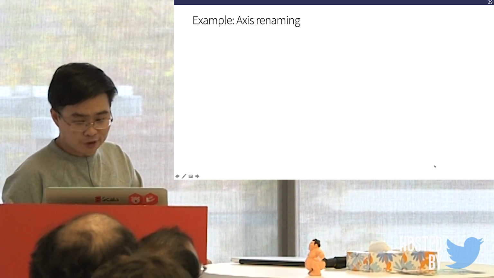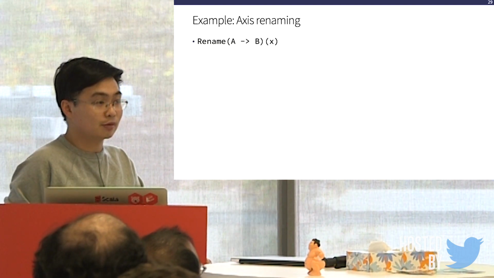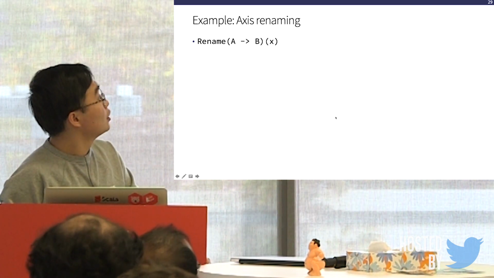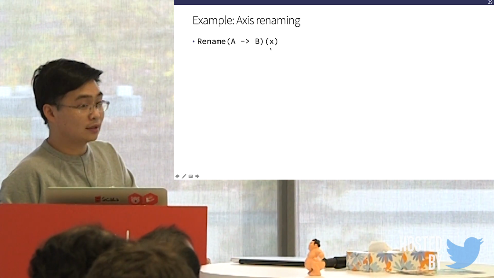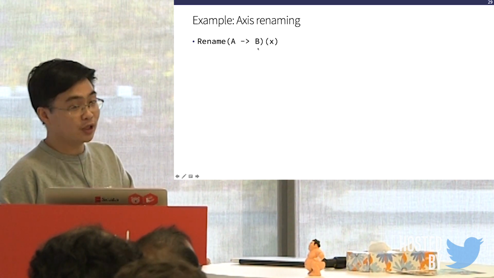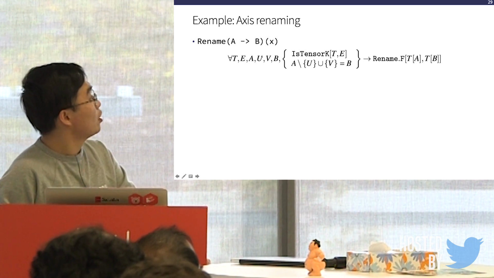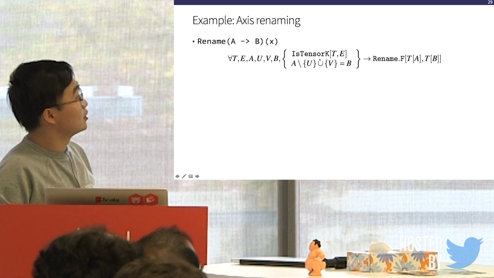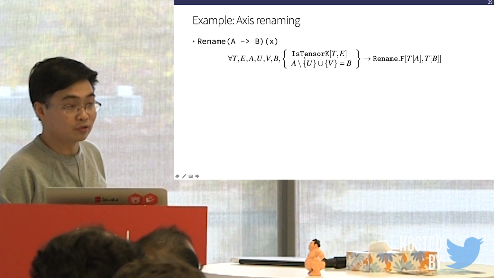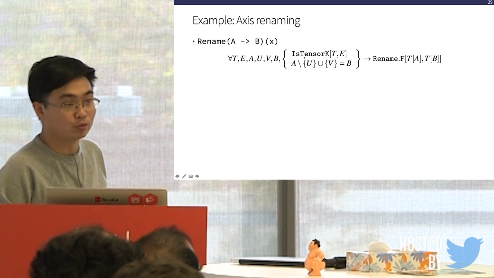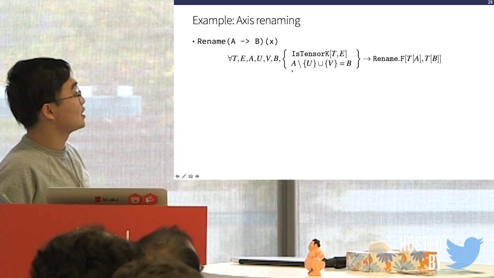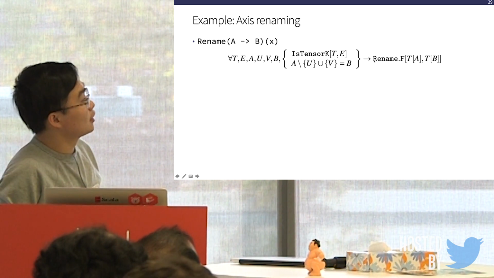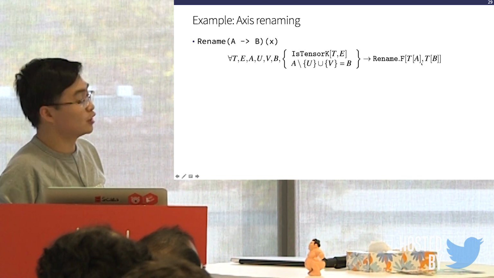Another example would be axis renaming. Sometimes we want to rename an axis. For example, we want to reuse an axis of a tensor for different use. So in X, if there's a dimension called A, we want to change it to B. How do we do this? For this operator, we want to have a type constraint that is given T as a tensor. It doesn't require to be a real tensor. It could be an int tensor or Boolean tensor or whatever. So if we have an axis of A, if we remove U and add V, it will result in a B. Then we could say that we can rename TA to TB.